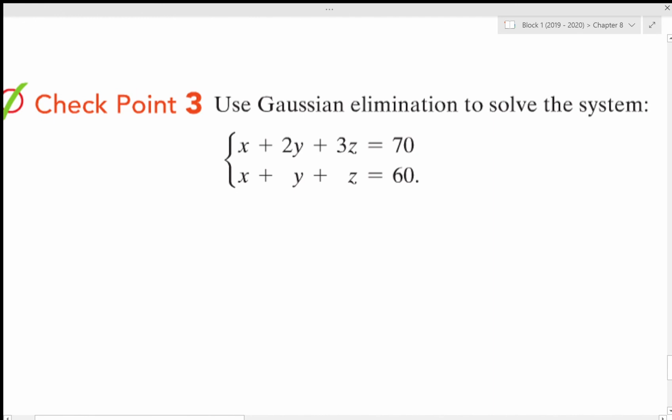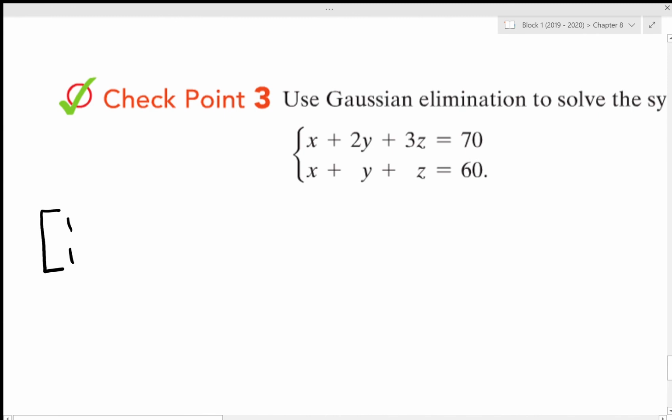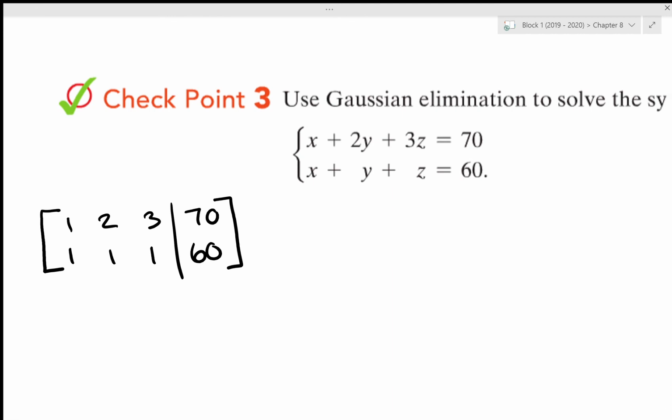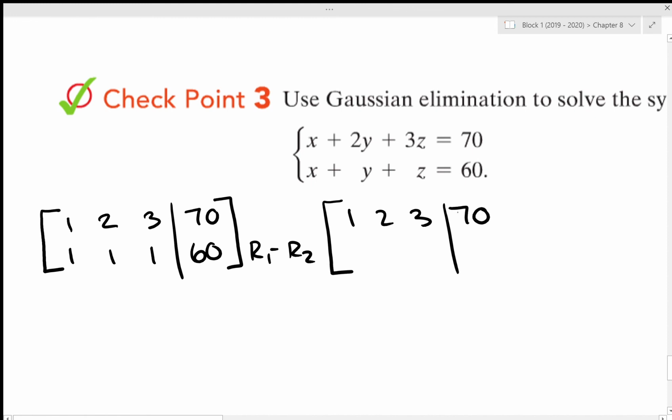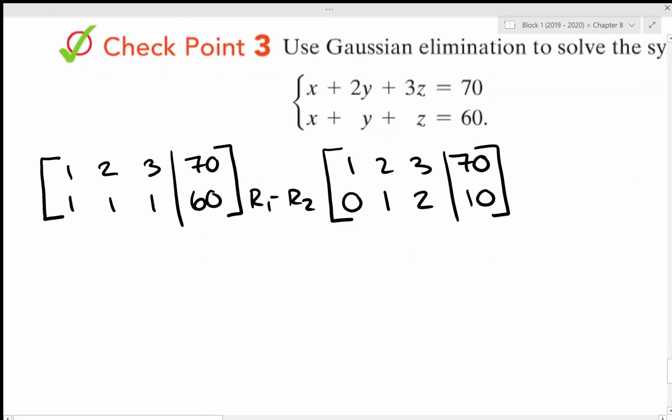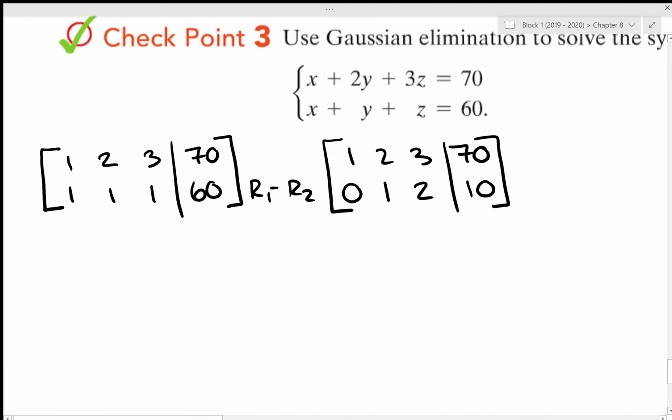Okay. So, 1, 1, 2, 1, 3, 1, line, 70, 60. So, I wrote my system as a matrix. And they already have the one up top, and they already match, so I could just do row 1 minus row 2. Easy enough. So 1, 2, 3, line 70. And then 1 minus 1 is 0. 2 minus 1 is 1. 3 minus 1 is 2. 70 minus 60 is 10. I'm already done, as crazy as that is.